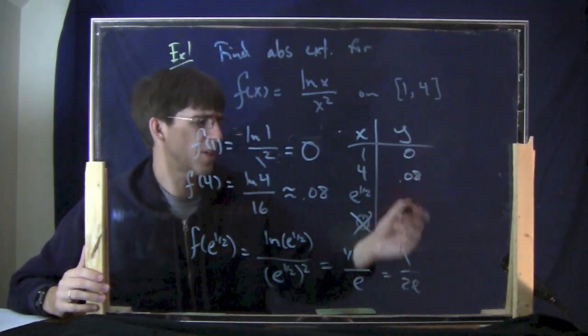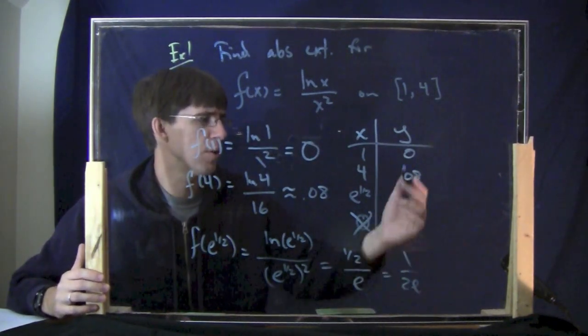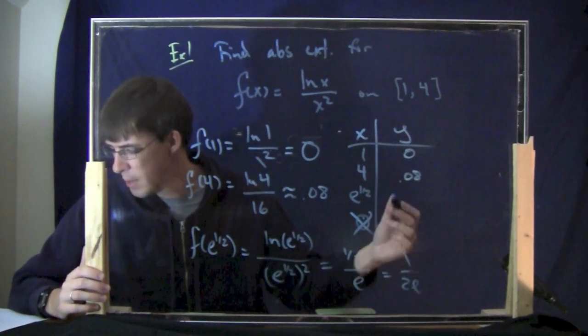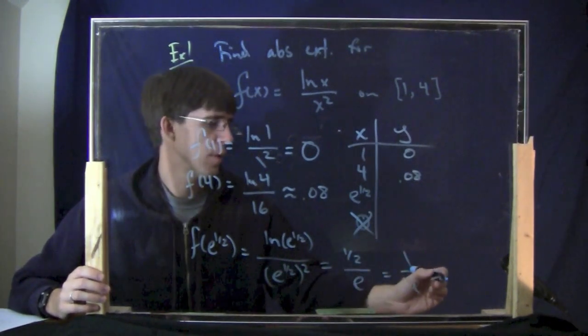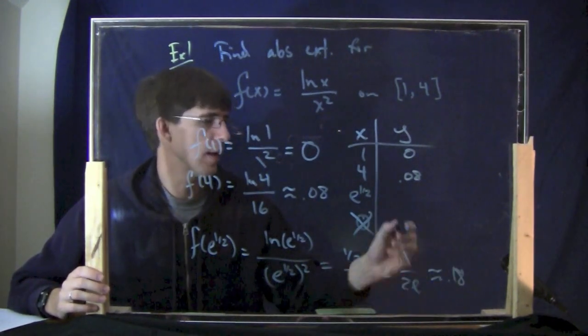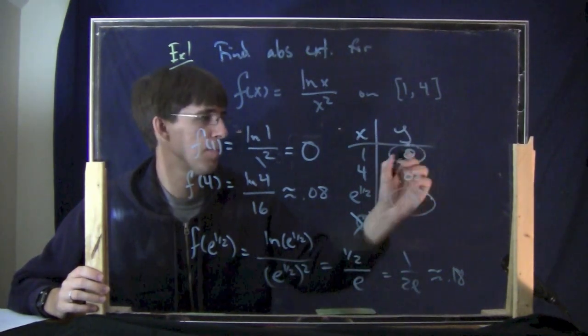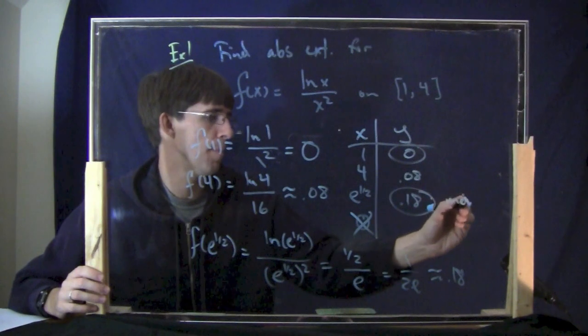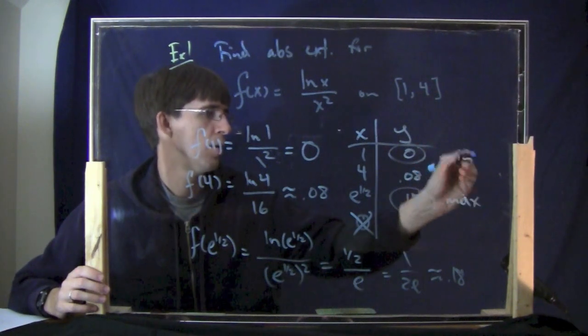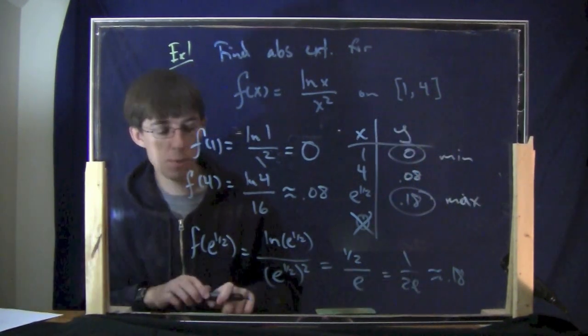All right, but actually you got to put this in your calculator anyway because you need to compare it with these other values. This is approximately 0.18. So where's the minimum and maximum? This is the maximum. This is the minimum. So this is the maximum. This is the minimum. That's all there is to it.